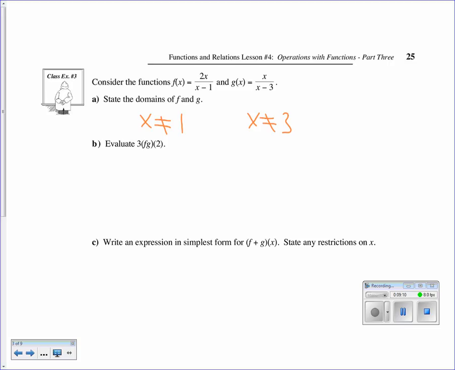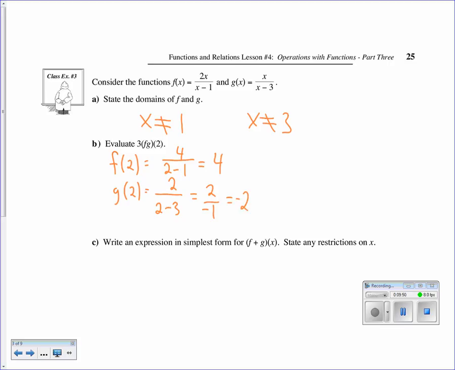I'm going to figure out what f at 2 is, and I'm going to figure out what g at 2 is. And then I'm going to do the operation that's called for. So f at 2 is 2 times 2, which is 4 over 2 minus 1. That's 4 over 1, pardon me, simply 4. g at 2 is 2 over 2 minus 3. That's 2 over -1, which is -2.